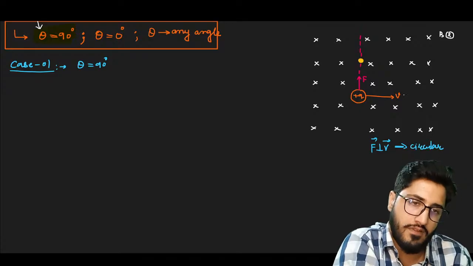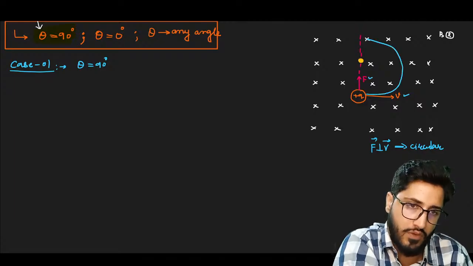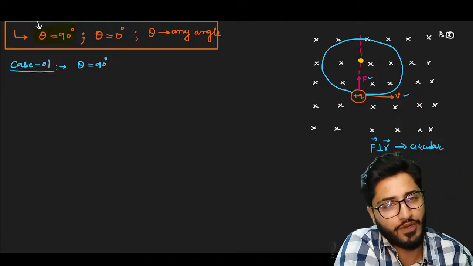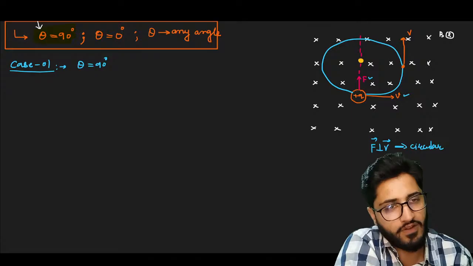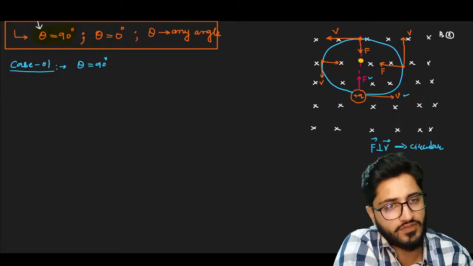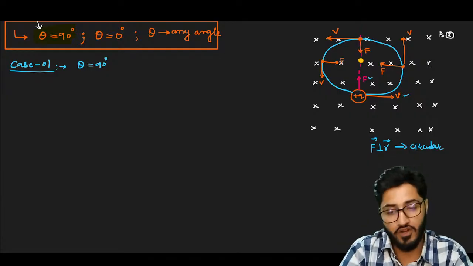You can see here, force and velocity are perpendicular, so the path will be a circular path. If we talk about this point now, my particle will go along this one. This is my velocity, this is my force. At this point, this is my velocity, this one is my force. At this point too, this is my velocity, this one is my force. You can take 1 minute, just understand this particular point only.